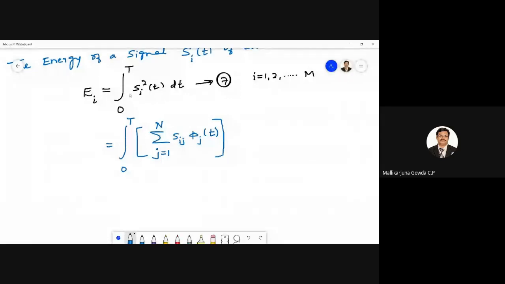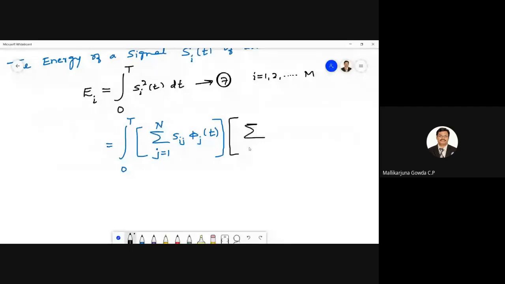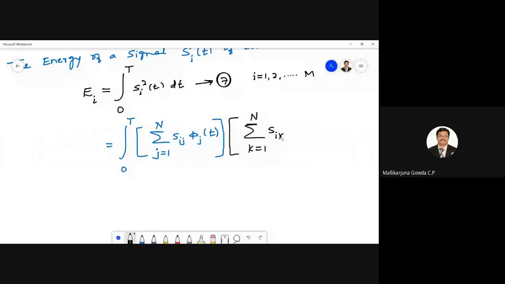So I can take two vectors. I can write another vector, that is s_i and s_k. Let me write it with the summation, k is 1 to N, then I can say s_ik phi_k of t into dt.